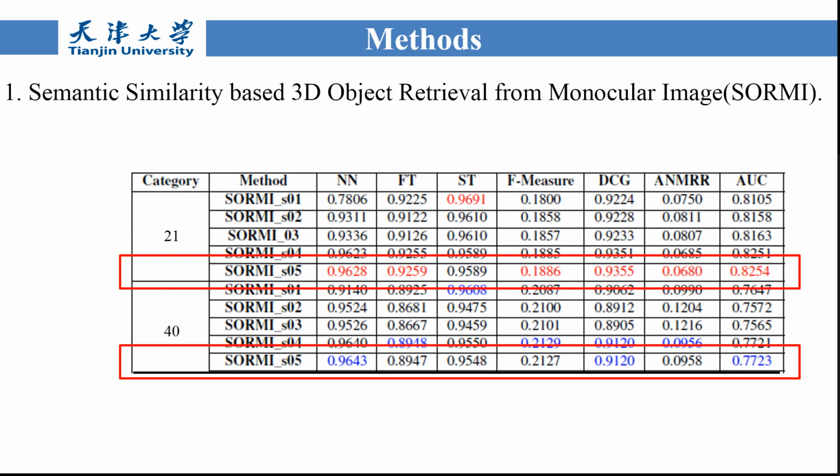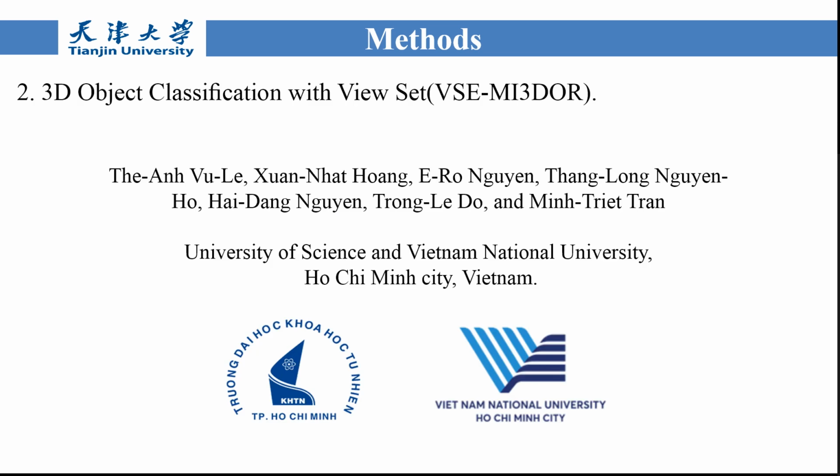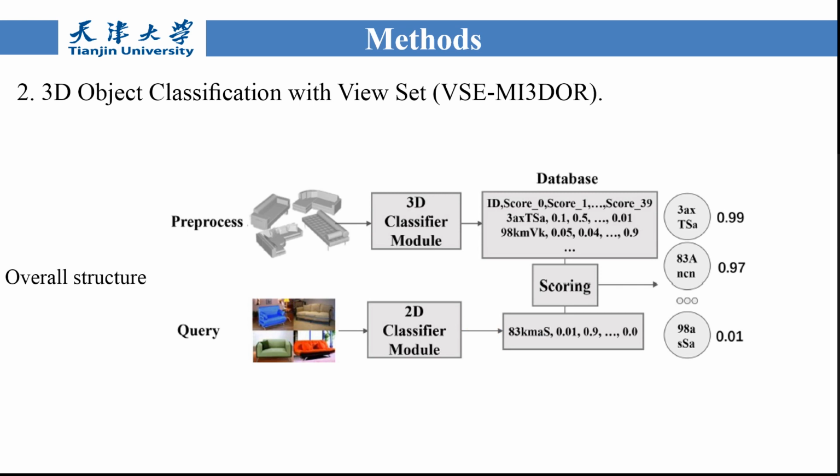And the results on 40 categories show that this method has good adaptability to the increase of categories. The second method is the 3D object classification with view set from University of Science and Vietnam National University. The overall structure is shown in this figure.